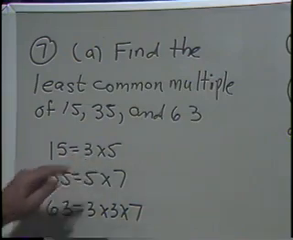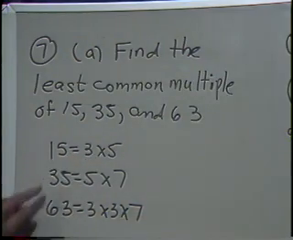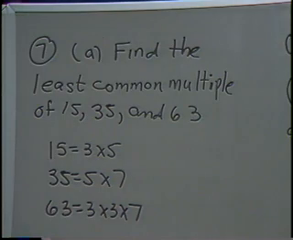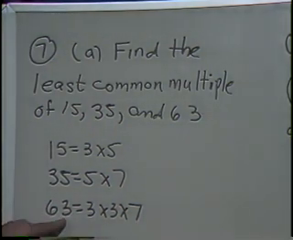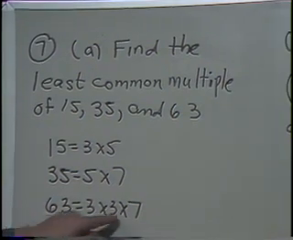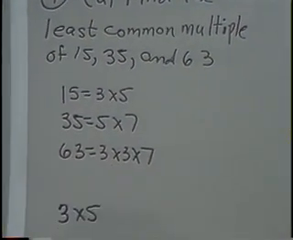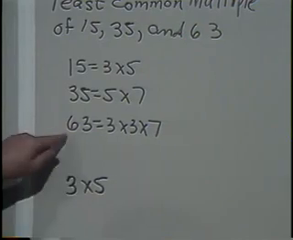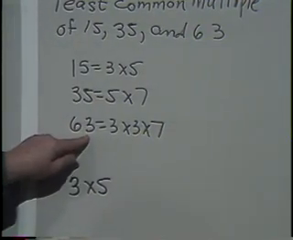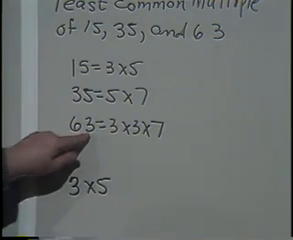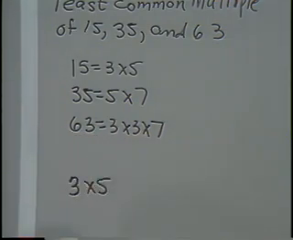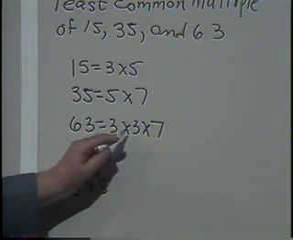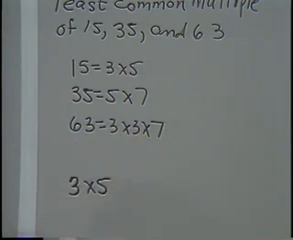See, 15 breaks down into 3 times 5, doesn't it? 35 breaks down into 5 times 7. 63 breaks down into 9 times 7, and 9 in turn breaks down into 3 times 3. See, 6 plus 3 is 9, so that's divisible by 3. 3 goes into 63 21 times, and 21 is 3 times 7. See the check? 3 times 3 is 9, times 7 is 63.